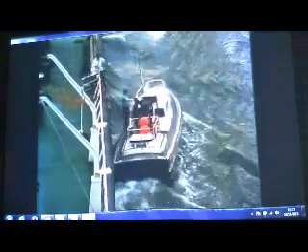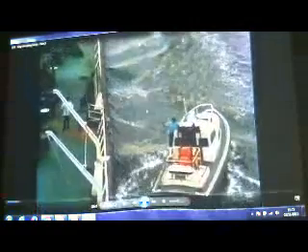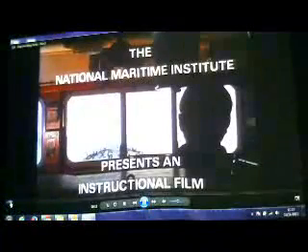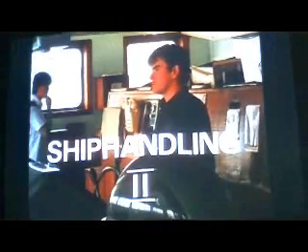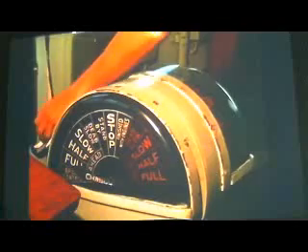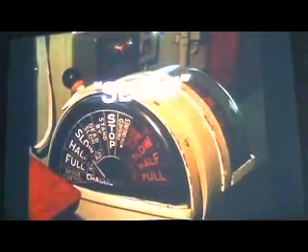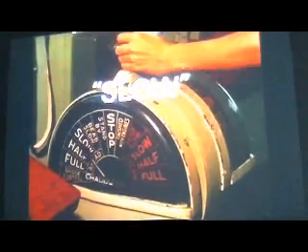A ship slowing down and stopping at the end of her voyage. A situation encountered by all ships. A ship slowing down and stopping at the end of her voyage.